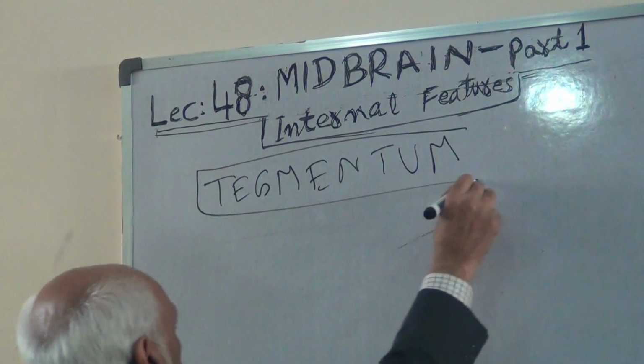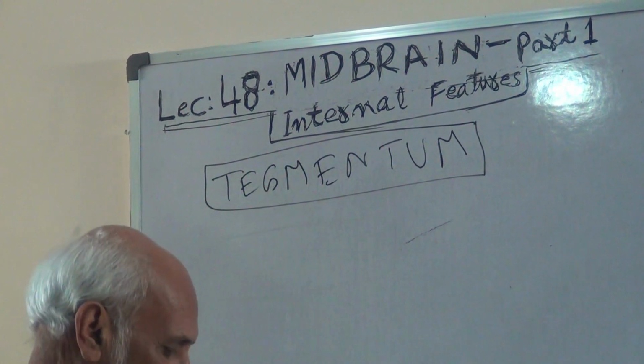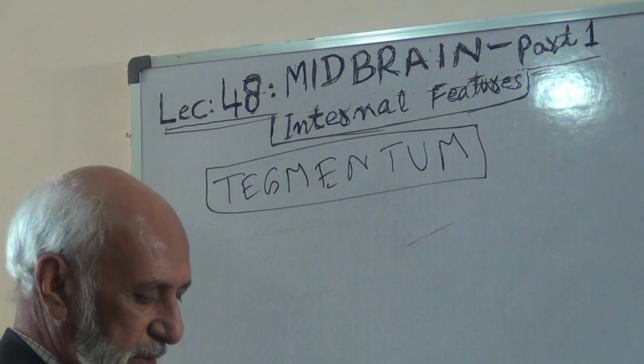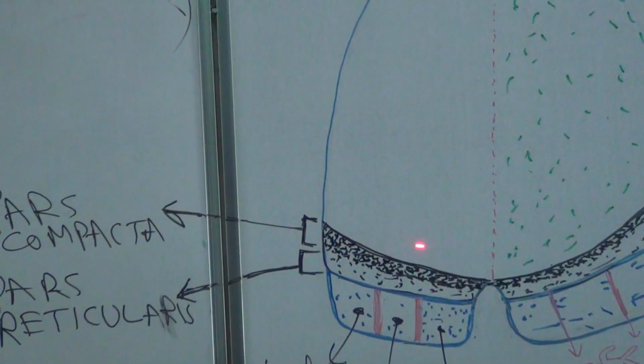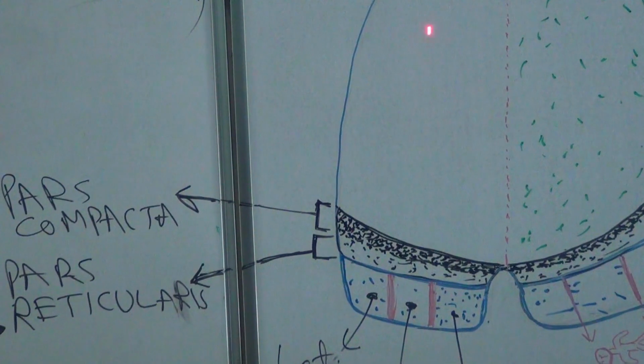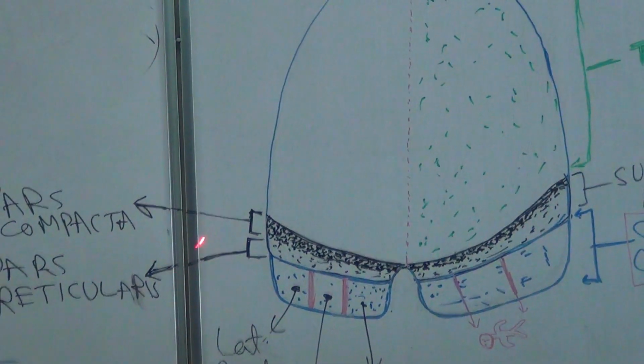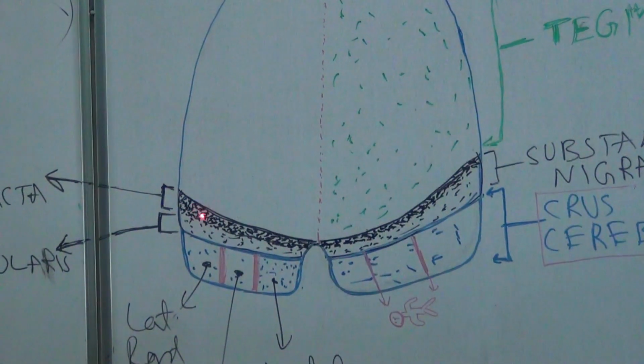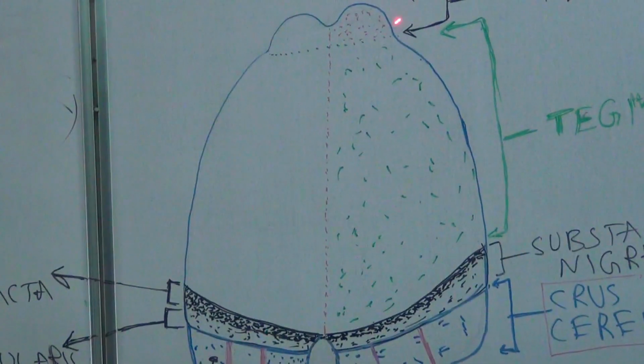Now, tegmentum of the midbrain. We discussed the crus cerebri in detail, and then we discussed the substantia nigra. Next is the tegmentum, which is between the substantia nigra in front and tectum behind.